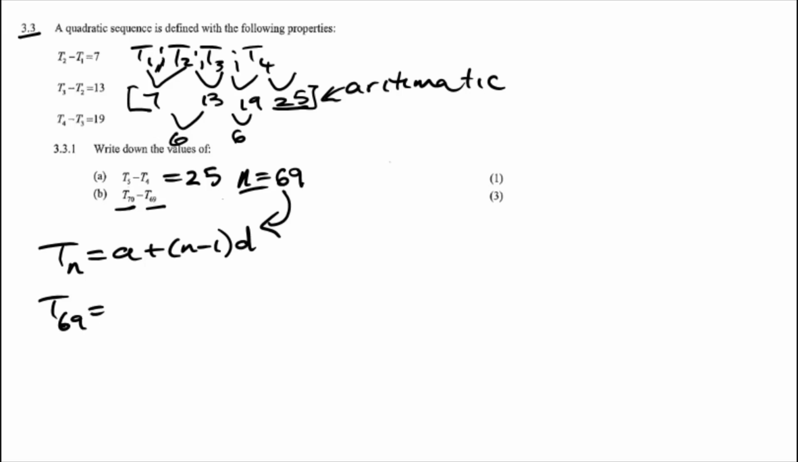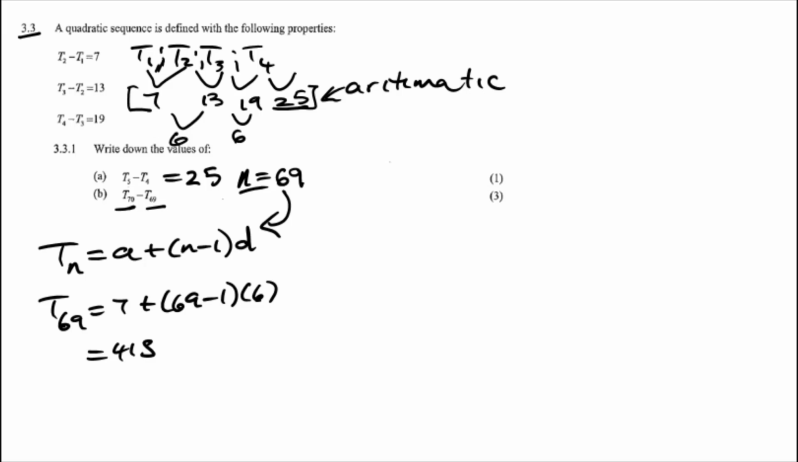Our first term here is 7 plus (69 minus 1), and our difference here is 6. So we can just use a calculator and substitute that, and we'll find that our answer is 415. So very simple there.